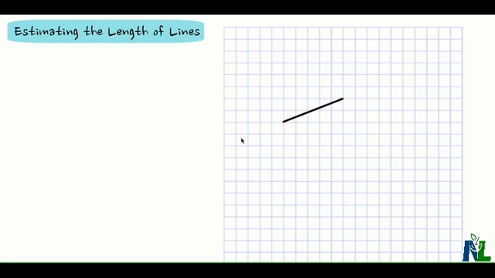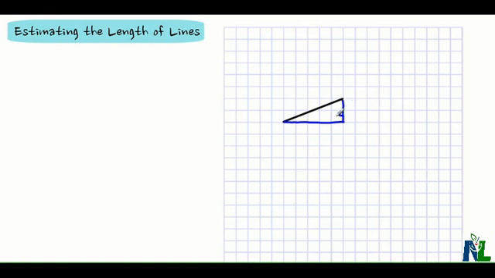So we can use the Pythagorean theorem to help us find an estimate for the length of line segments. You can see I've drawn a line segment over here, and I'm not exactly sure what the length of this segment is yet, but what I can do is see that there is a right triangle formed where that line will act as the hypotenuse. Let me draw in that triangle so you can see what I'm talking about.